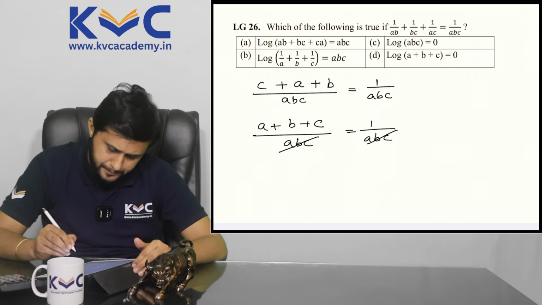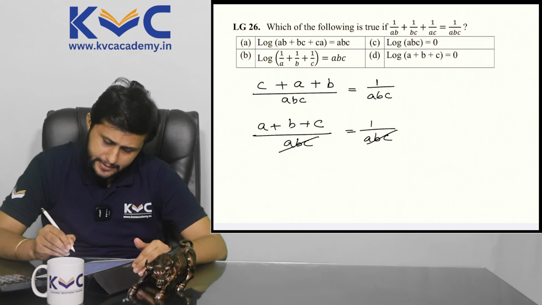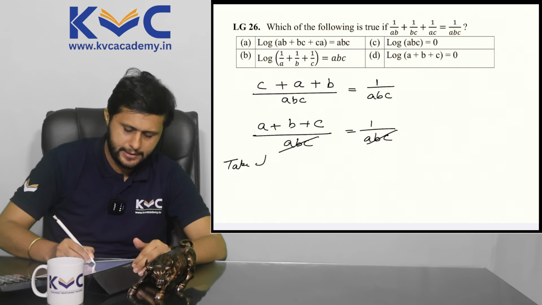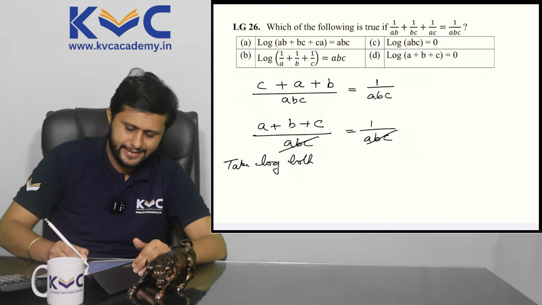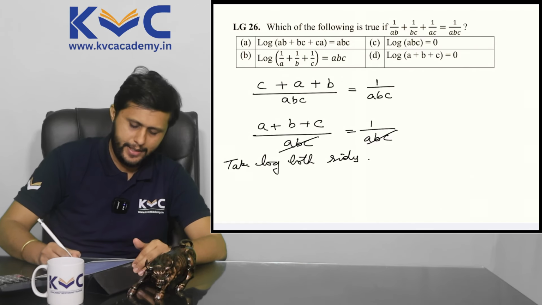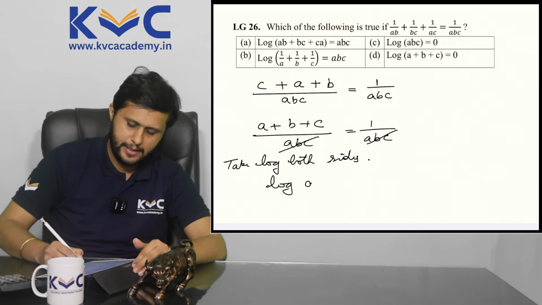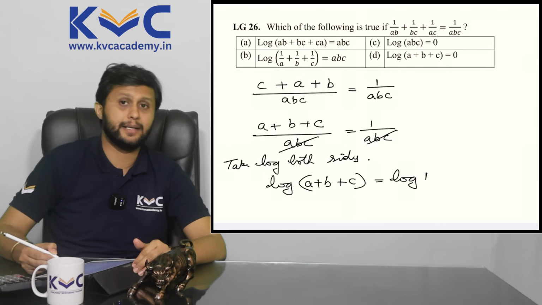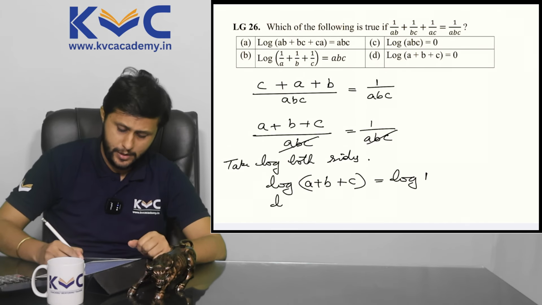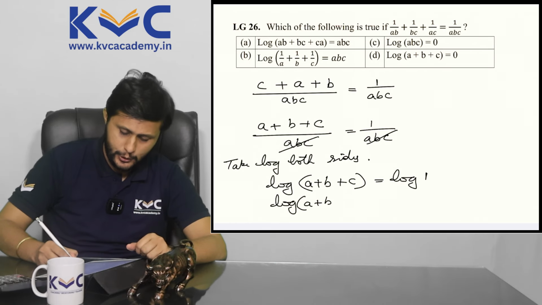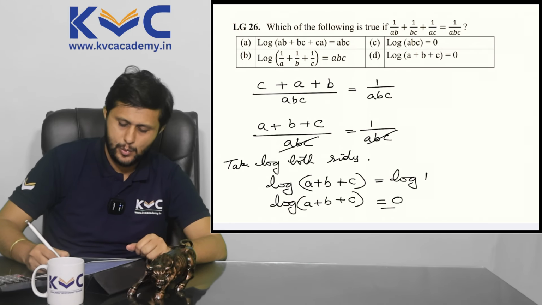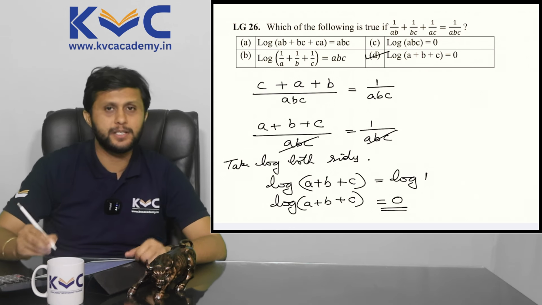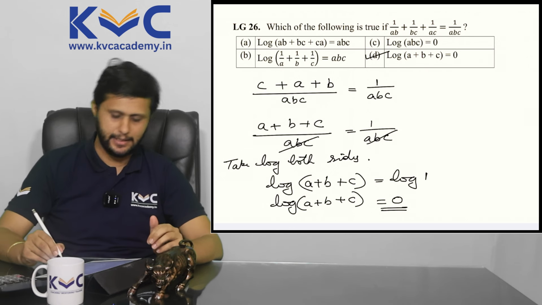Looking at the options, do I have this? No, but everything is in terms of log. So I'll take log on both sides. Take log both sides. What do I get? Logarithm of (A plus B plus C) is equal to log 1. How much is log 1 equal to? Logarithm of 1 to any base is equal to 0. Is this option there? Yes, it is there as option D. Option D is the right answer.